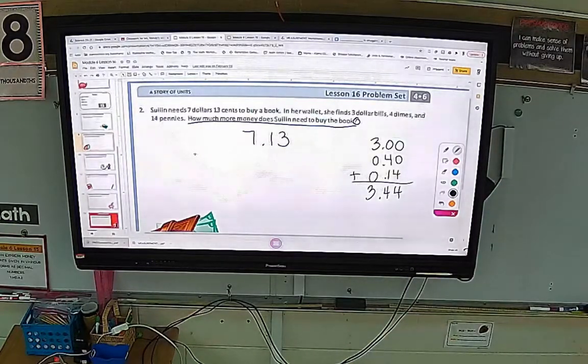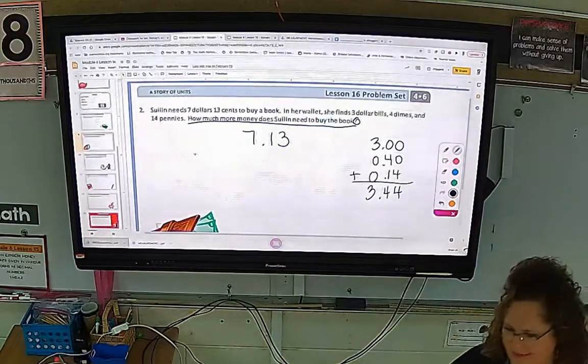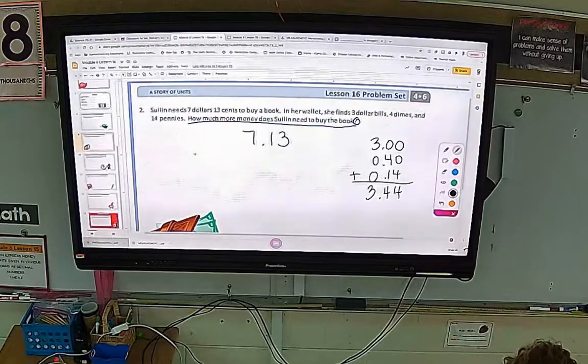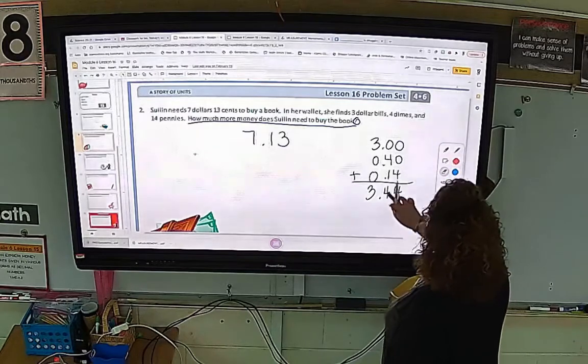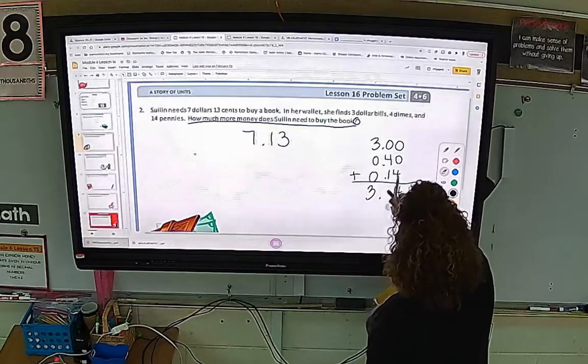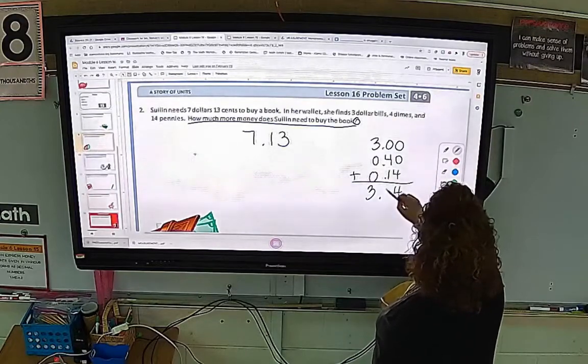See if you agree with me. I disagree. You disagree? I disagree too, but I just wanted to see if you. How much does she actually have? $3.54. Okay, 54, not 44. I can't get anything past y'all, even little stuff, which is good. Not even baby.